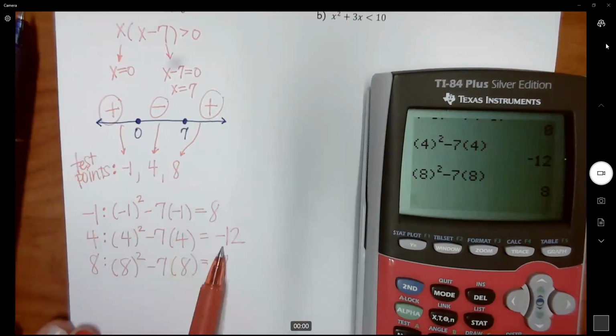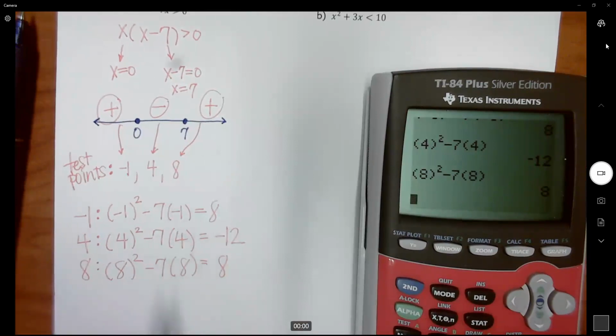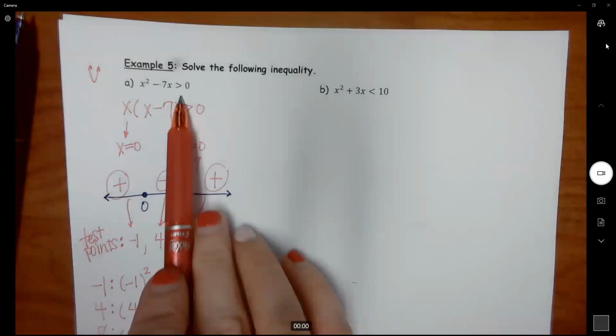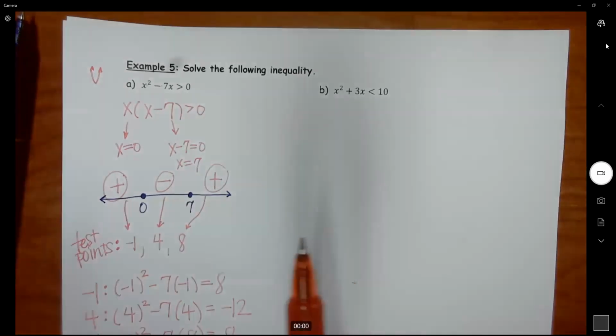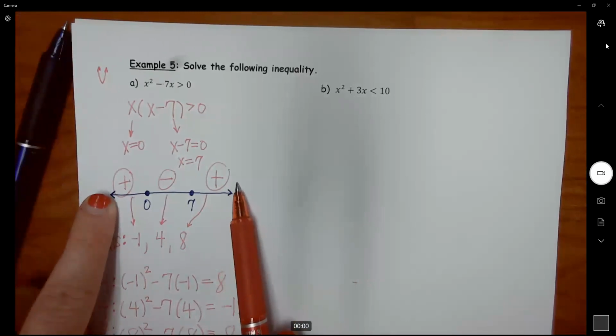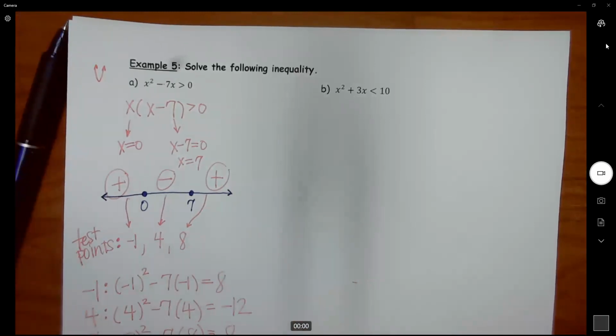You want to make sure you can do this because we're not always going to be doing this with quadratics, and we need to understand this process. But now I can answer my question. I want to know when this is greater than 0. Well, it's going to be greater than 0 in my positive portions here.